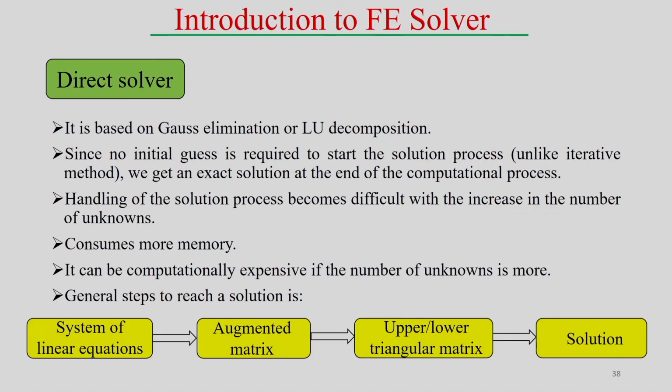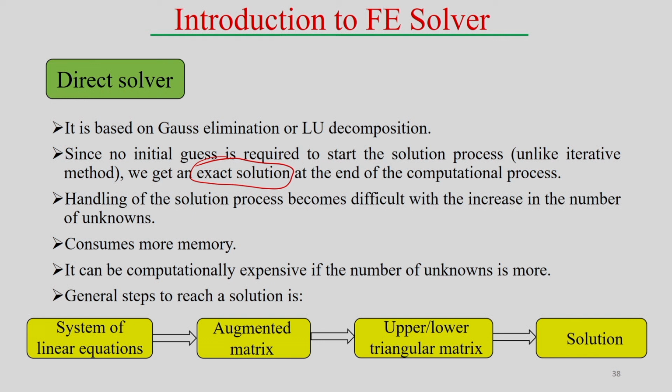So let us look at what the difference is between the direct solver and the iterative solver. The direct solver is based on Gauss elimination or lower triangle and upper triangle decomposition. In this case, no initial guess is required to start the solution process. Compared to the iterative method, we can get an exact solution at the end of the computational process. That is very important, because with the direct solver you can expect the exact solution at the end. It simply follows the Gauss elimination method.